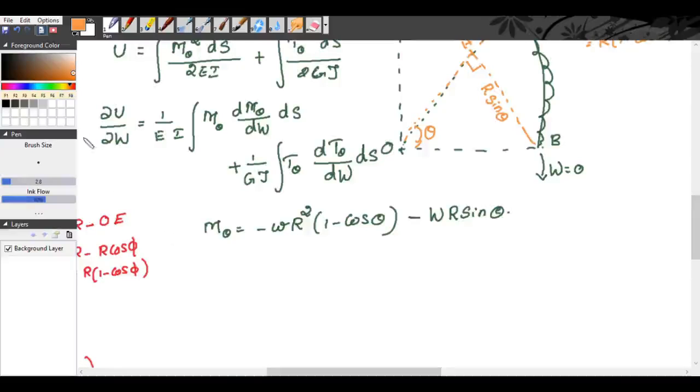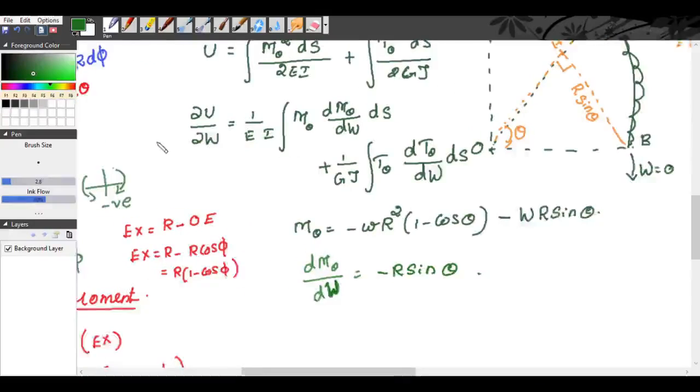So now we get dM theta by dW. Here there is no term with respect to capital W, so this term becomes 0. We have only this term. So we get minus R sine theta. Now we obtained M theta and dM theta by dW.